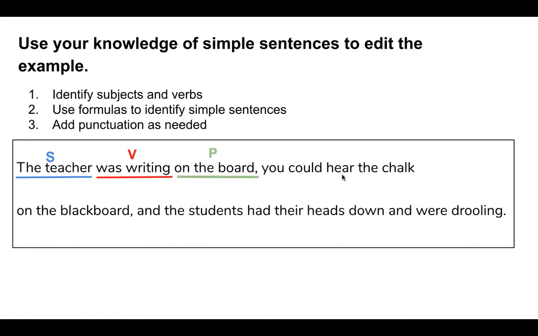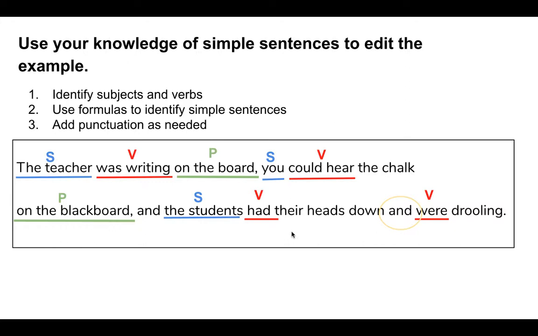You could hear, we have another action, verb, hear, could hear. Who could hear? You could hear the chalk on the blackboard. That's another prepositional phrase. And the students had their heads down and were drooling. Had and were drooling are the verbs there. Who had their heads down and were drooling? The students. You'll notice here that we have that word and in between, right? So SV and V is a formula. Okay, that's SVV. That's how we get the two verbs connected by and.